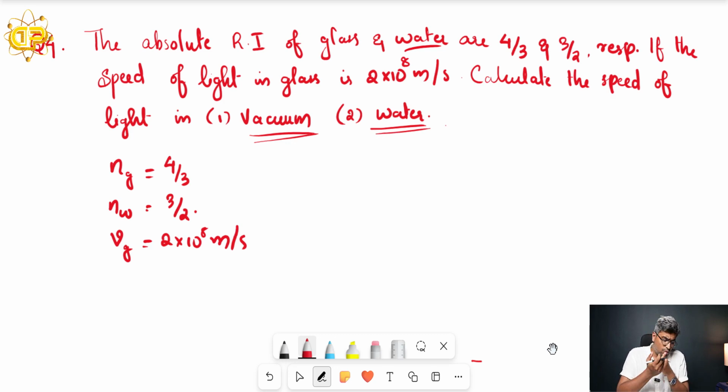So simple, you can easily get the answer. Find the speed of light in vacuum, C, or air. Don't simply write 3 into 10 raised to 8 meter per second just because you memorized it from the 7th standard onwards, because the answer requires the correct steps. Show the procedure: get V vacuum first, then substitute that value here and you will get VW also. Try it and see whether you are getting the answer.